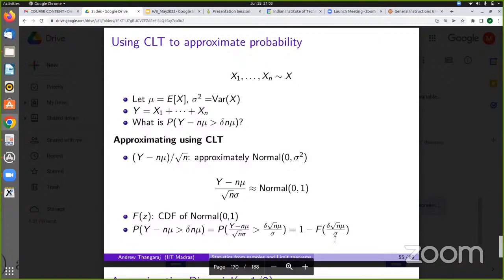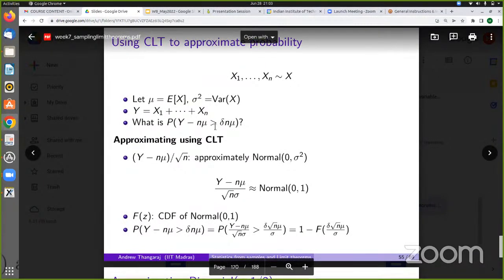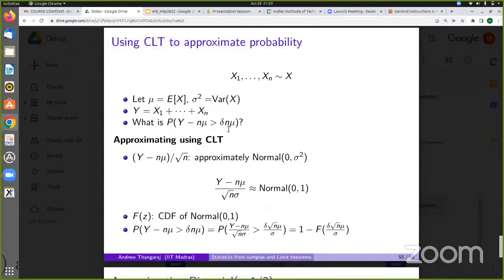Yes. So basically this delta n mu is some constant, because delta is constant, n is the number of samples, so it's constant, and mu is constant because it's the distribution mean. So this becomes some constant.